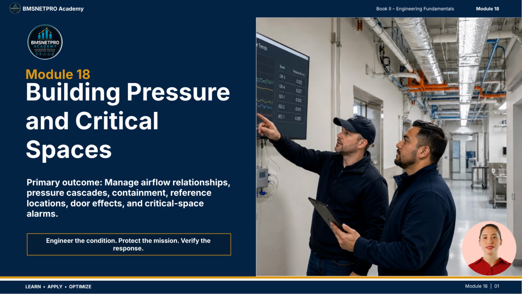In a critical space, a small pressure relationship can determine whether air moves into a room, out of a room, or unpredictably between spaces. Our goal is to verify the required airflow direction, understand what creates it, and design BAS alarms that lead to the right response.